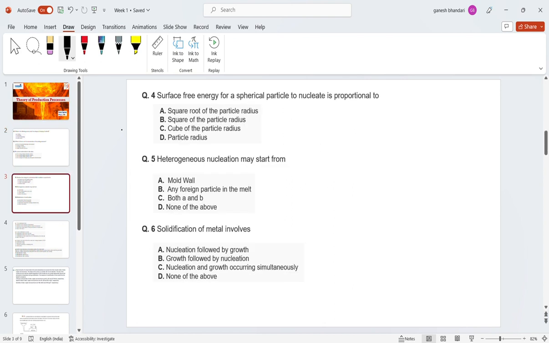Okay. Now coming to the fourth question: surface free energy for a spherical particle to nucleate is proportional to.